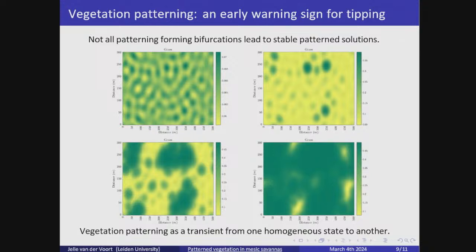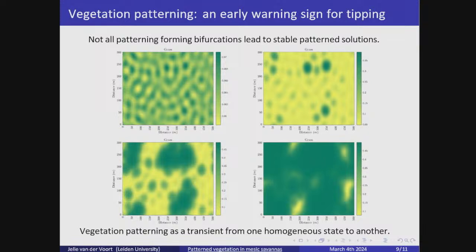However, it can also be different. So sometimes the pattern forming bifurcation doesn't lead to stable pattern solutions. What we see here is that in a mixed savanna state, patterns are starting to occur, but as time propagates, certain modes keep growing exponentially until, at the end time, they take over almost the entire plane. So what we see here is the transition from a mixed savanna state to a complete grassland state. Here there are no trees left anymore.